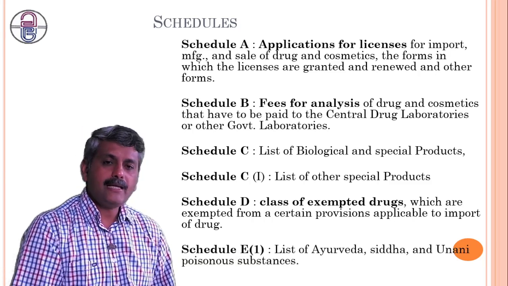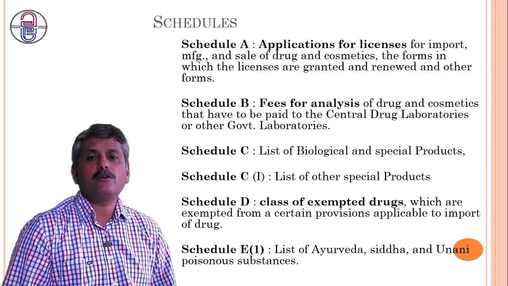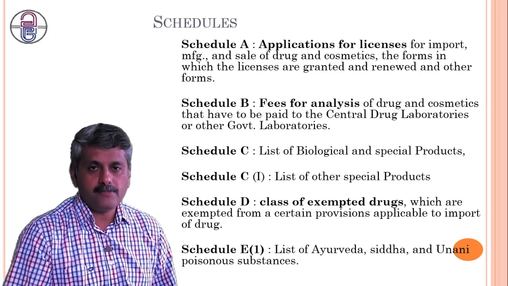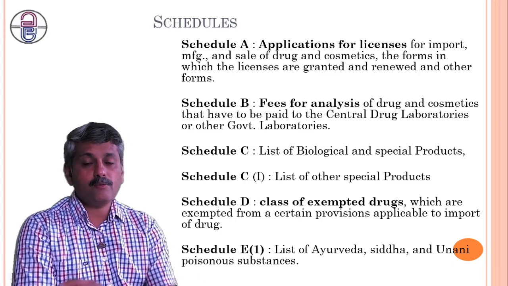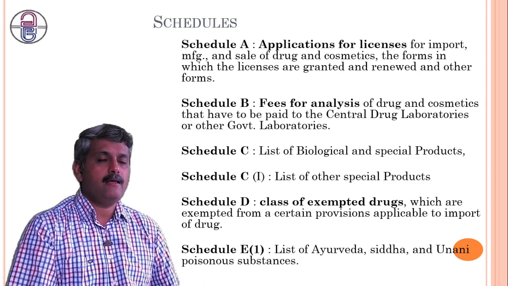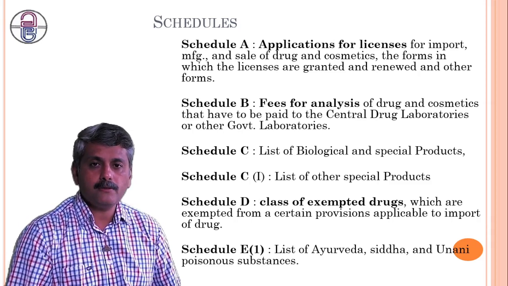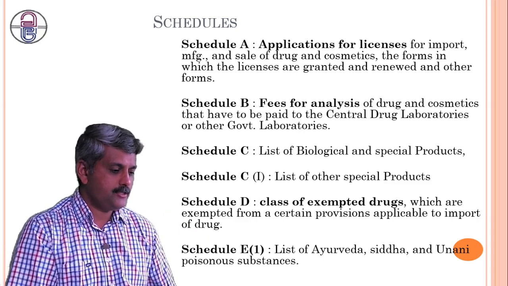Next one is Schedule E1. It's a list of Ayurvedic, Siddha, Unani poisonous substances. A list of the poisonous substances. There are a number of substances available, but which can we call a poison? About them, it is mentioned in Schedule E1.